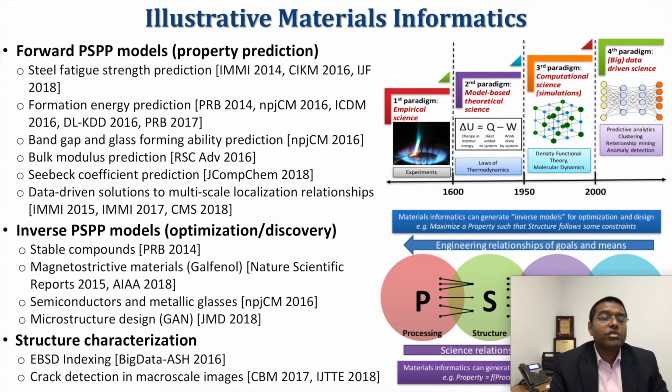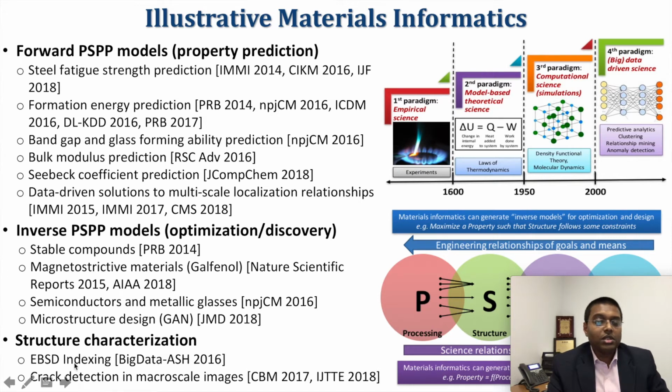A lot of work has been in terms of forward models, which is a property prediction problem. We have predictive models for properties such as steel fatigue strength, formation energy, band gaps, glass forming ability, bulk modulus, Seebeck coefficient, and so on. And then we have taken some of these models and solved the inverse problem of optimization or discovery, and we have been able to discover thousands of stable compounds, magnetostrictive materials, semiconductors, metallic glasses, and recently we have also used it for inverse microstructure design.